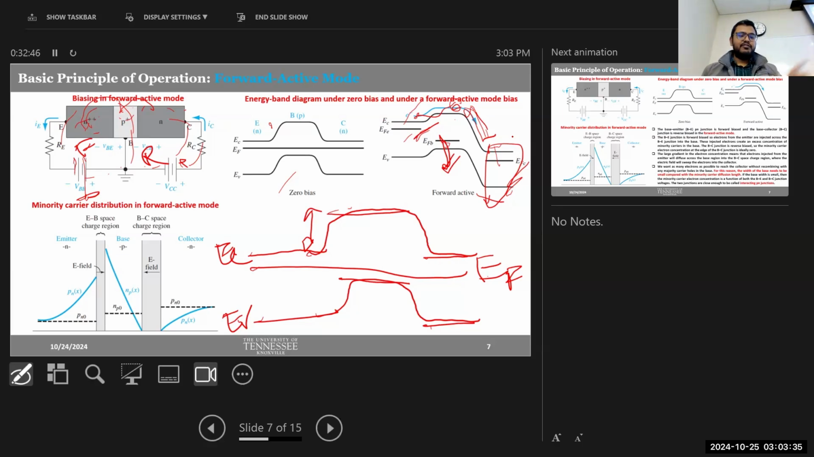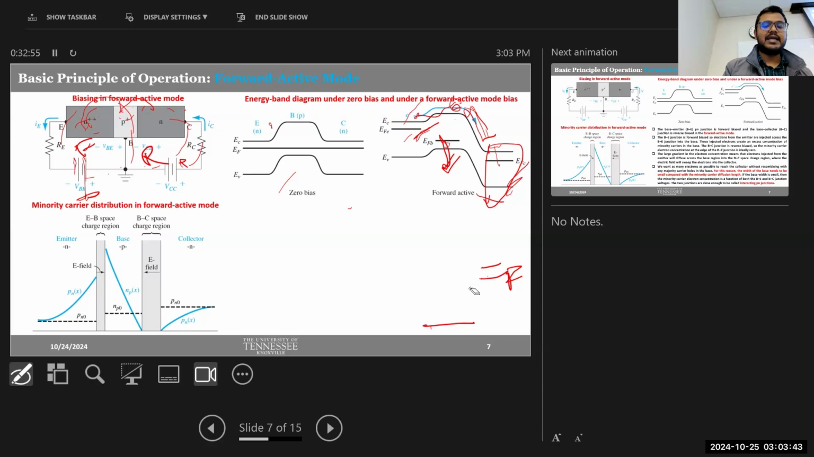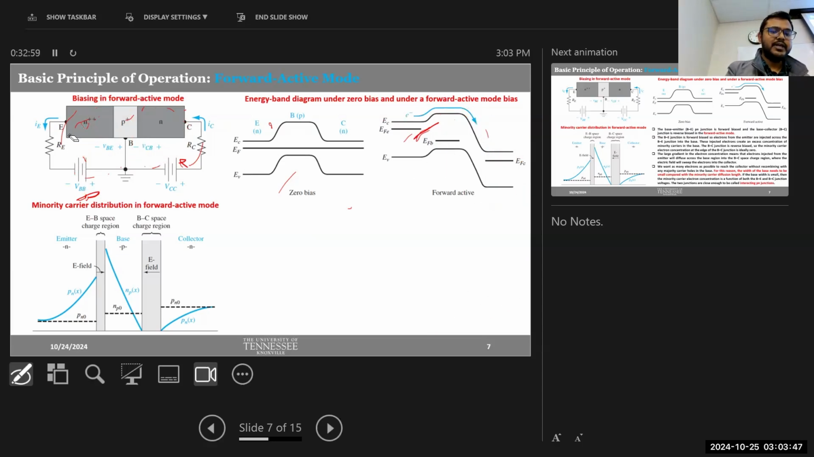Before going to this figure, which will explain the working principle of this device, I will first explain the working principle from a very high level without using any device physics. I think that will be more convenient for understanding this device.